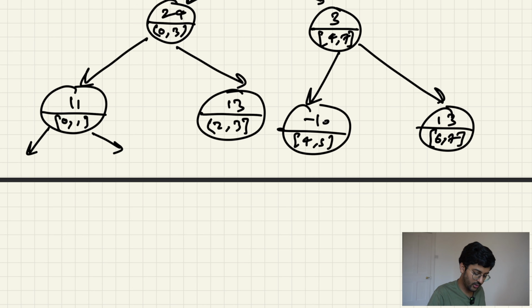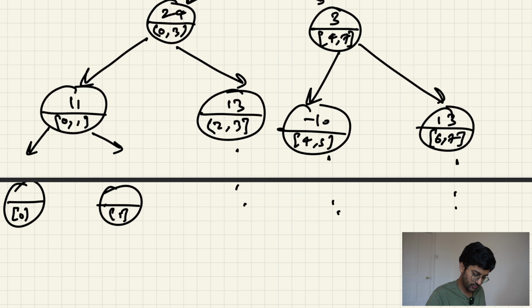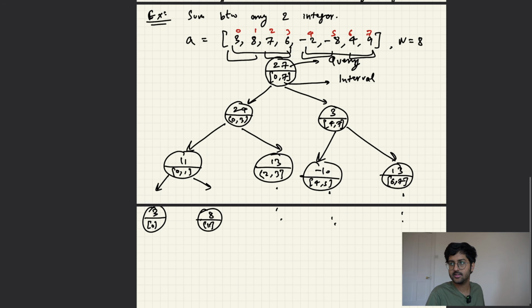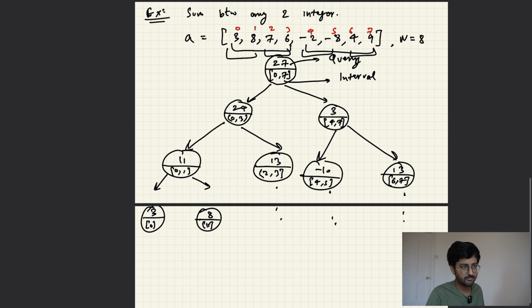Now when you divide it by 2, you can see it will only have one element. Index number 0, index number 1, so on and so forth. Index 0, what is the sum of all the numbers from 0 to 0? 3. Sum of all the numbers from 1 to 1? 8, and so on and so forth. That is what segment tree is. Very simple.